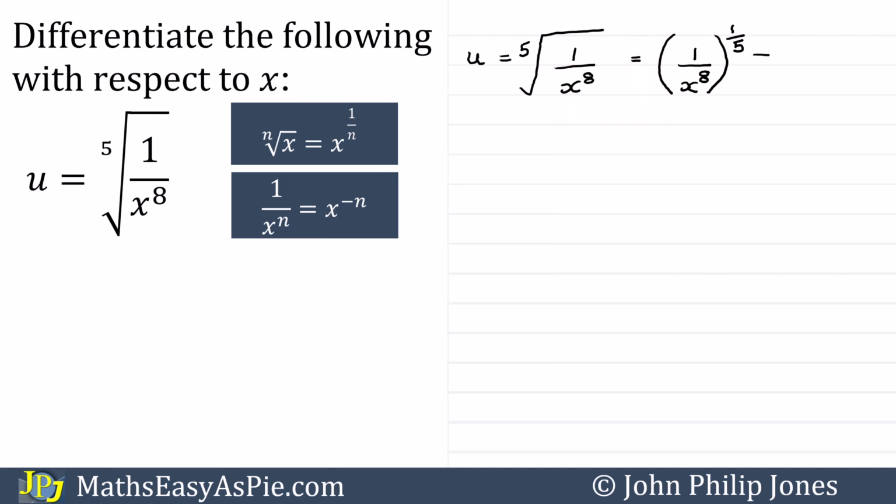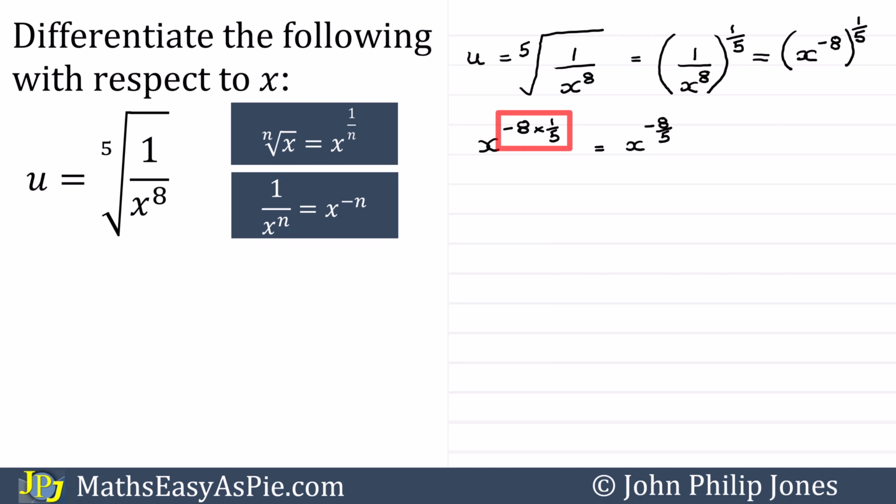So I can write this as follows. I can bring the x to the top and change the 8 to minus 8. This still stays in the brackets, and of course I raise that to the 1/5. We can continue by writing this out as x to the minus 8 multiplied by 1/5. That then can be put down as x to the minus 8 divided by 5.